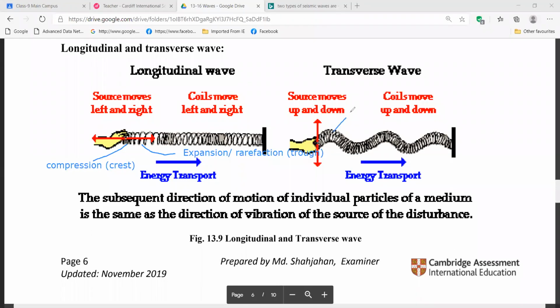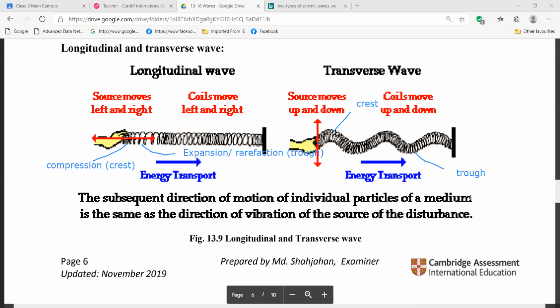Drowsy. Okay, look, this one is crest and this one is trough, right? Draw all this. Label energy transport, upwards and downwards vibration, give the arrows. Here forward, backward vibration, you give the arrows. So it is crest, and it is trough. Already we had the discussion about crest and trough, so now it's easy for you to understand.